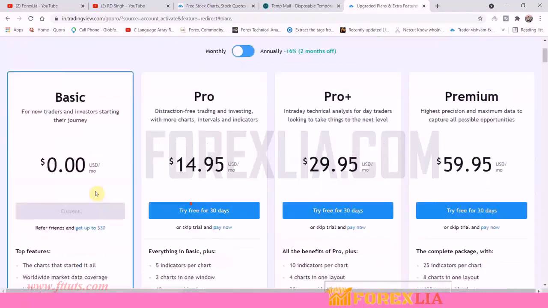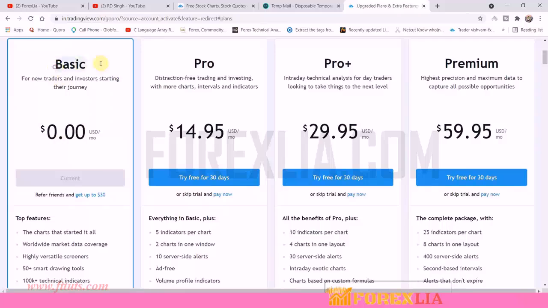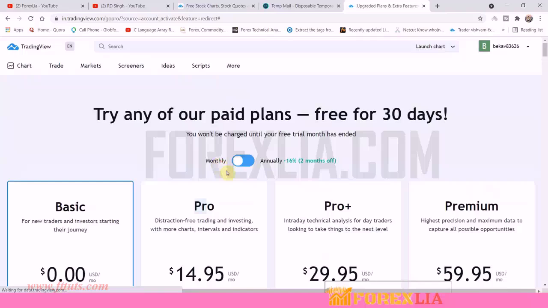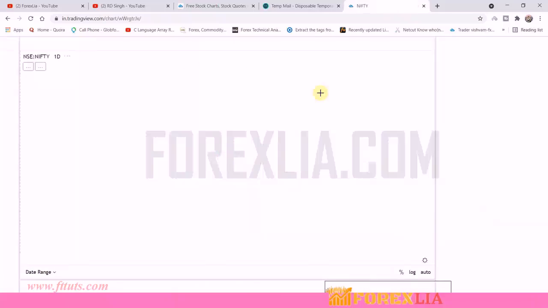If you want, you can also take the pro version in it. We are going to use their free version anyway. We don't need to take any trouble. You can also buy the pro version if you want. Now you have to come to the simple chart by clicking here. This is your chart, it is open.